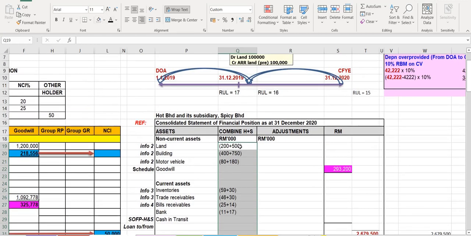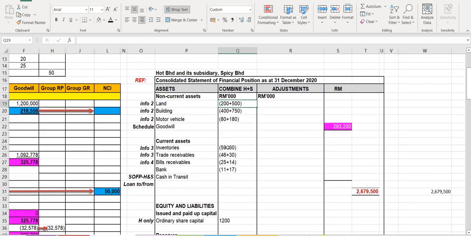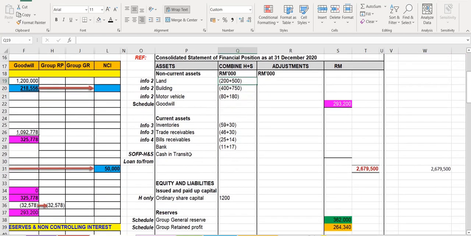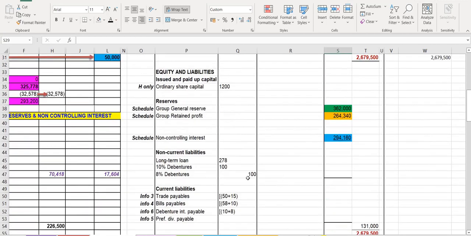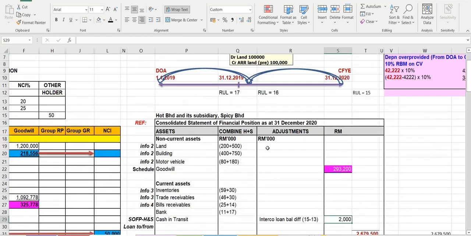Okay, so I add up the one of the parent with the one of the subsidiary first. So I add up that part, and I have put one extra row for the cash in transit. As I mentioned to you, the difference in the balances of the loan to and from, which is the intercompany loan balance, the difference of 2,000 will be regarded as cash in transit. Okay, after you have done that, you can now include the adjustment.